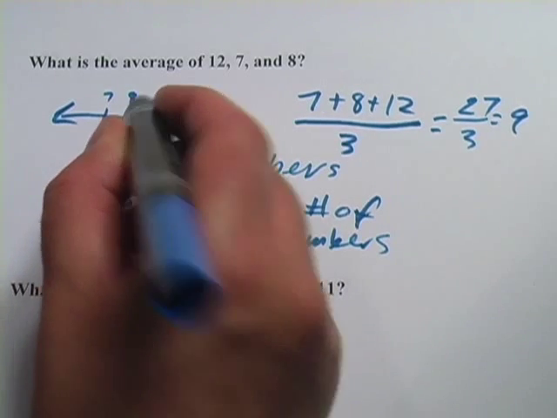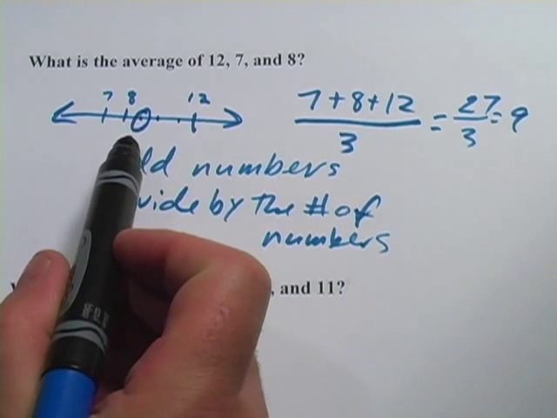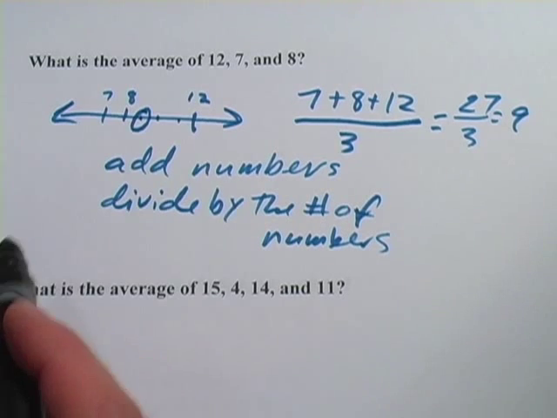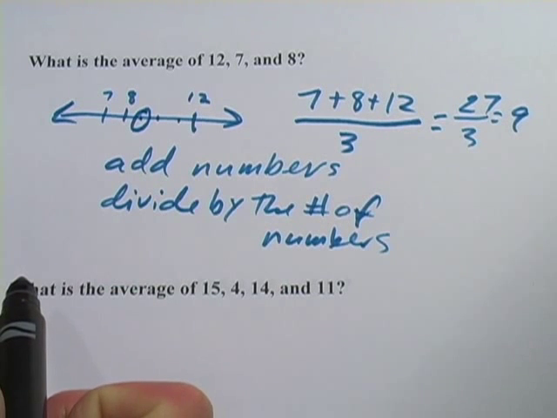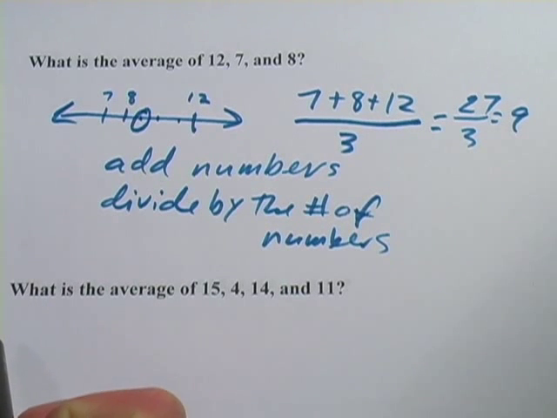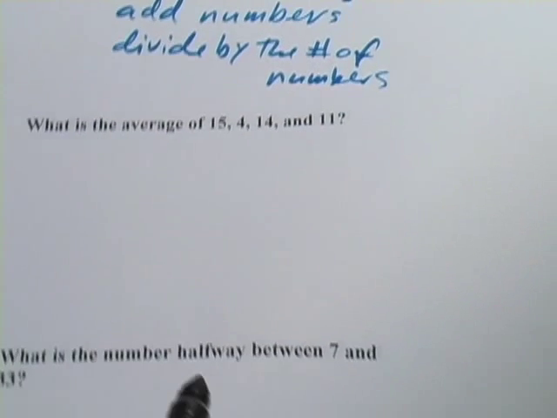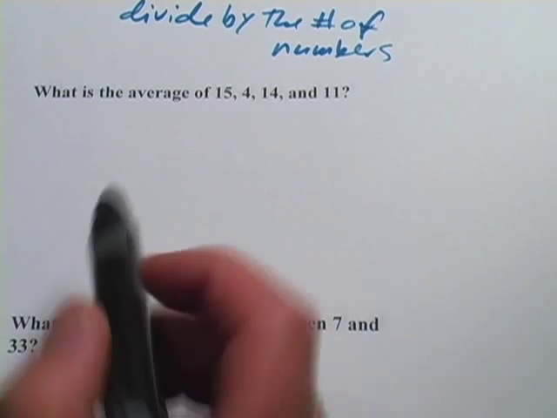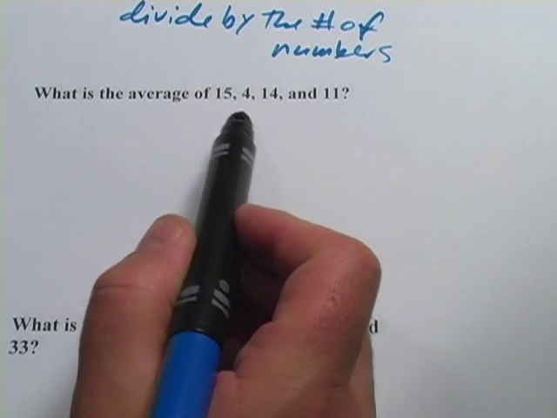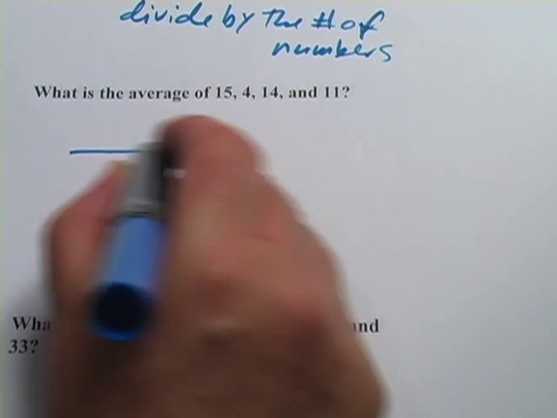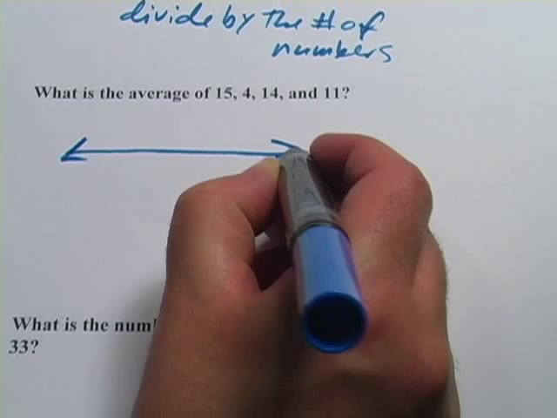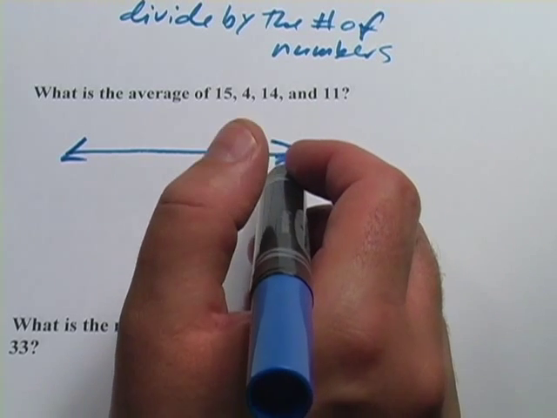So there's our average right there. And just as we thought, it's a little closer to the 7 and 8 than the 12. And it's between the high number and the low numbers. Let's do one more. This one says, what is the average of 15, 4, 14, and 11? And just so we get the look, you don't have to make a number line when you do these problems, but sometimes it helps to visualize them.